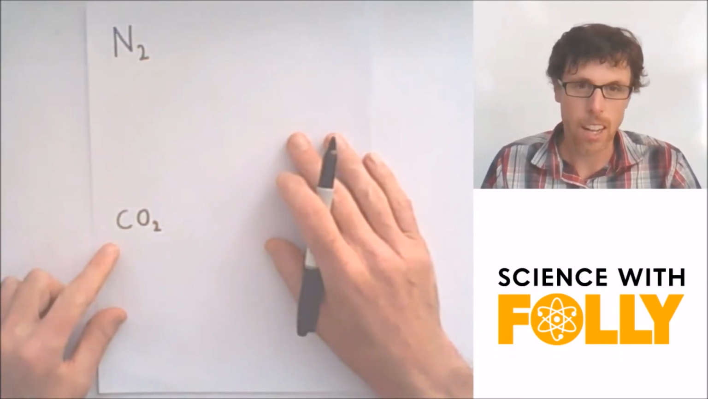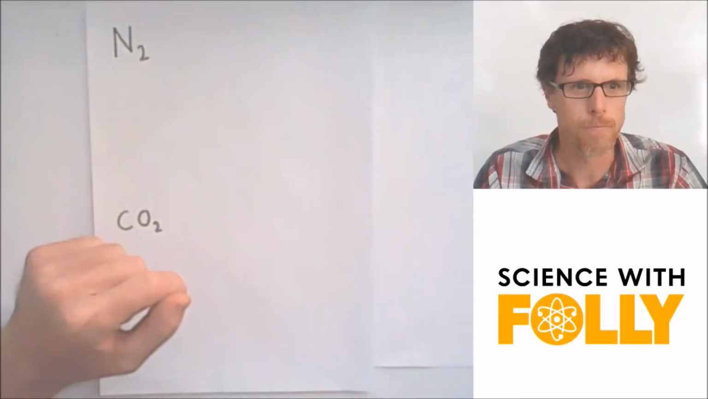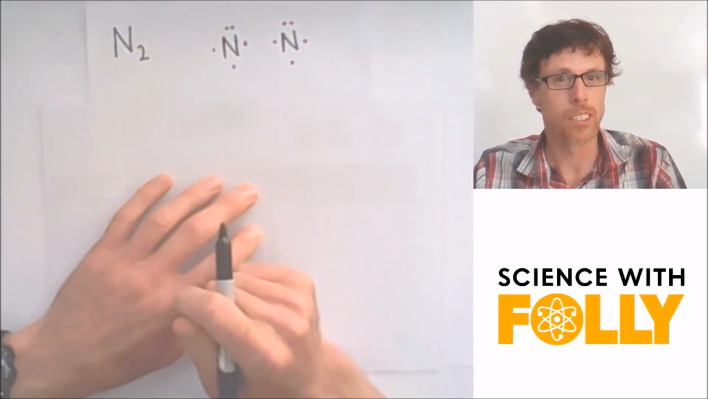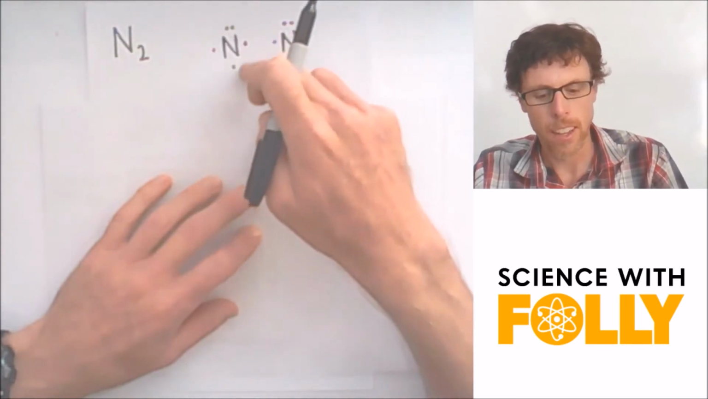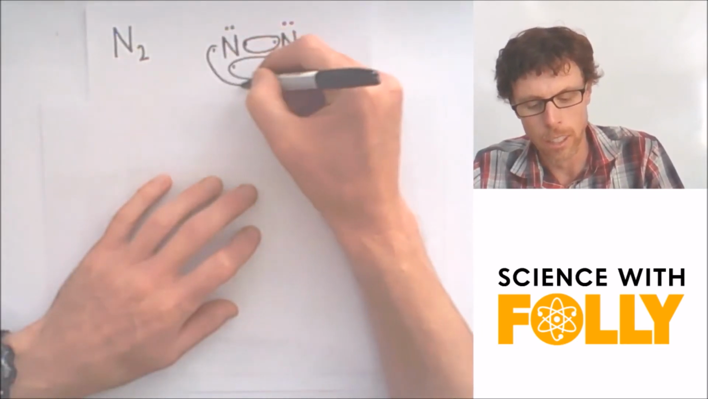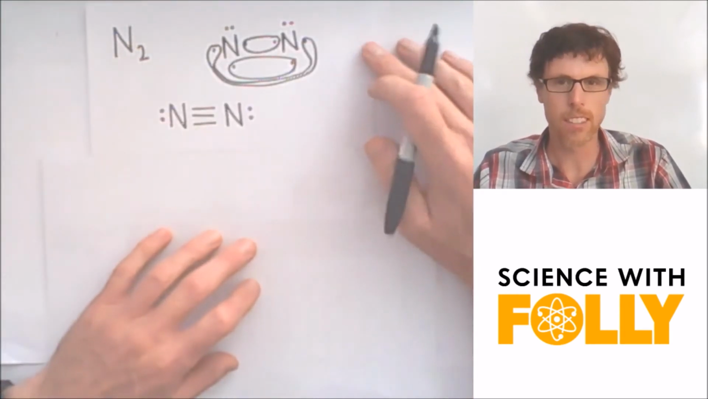Nitrogen gas and carbon dioxide gas. Why don't you pause the video and do it yourself? I hope you got them right. So remember, nitrogen with 5 electrons in its valence shell, it's got a pair and 3 lone electrons. It's going to share those 2, share those 2, and share those 2. So it's going to have triple bonds, and that's how you draw it.